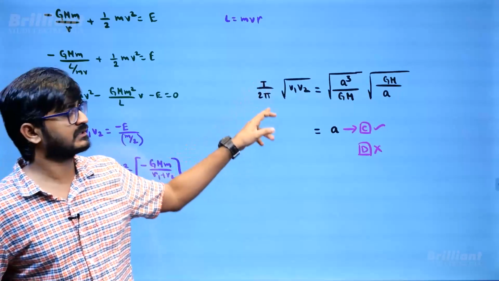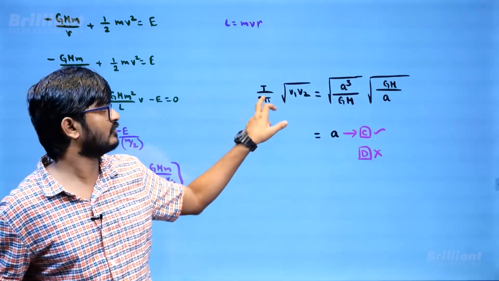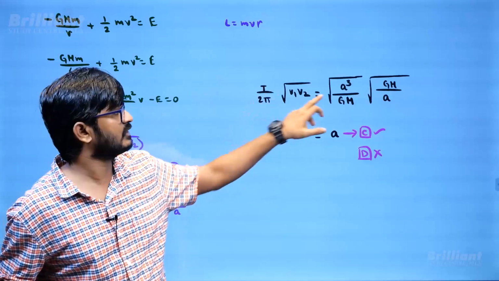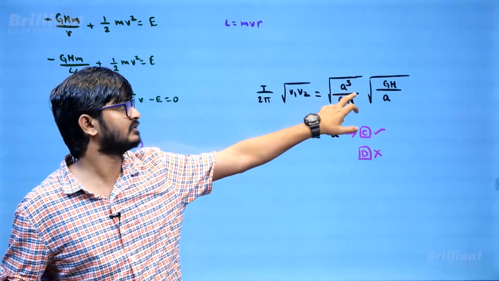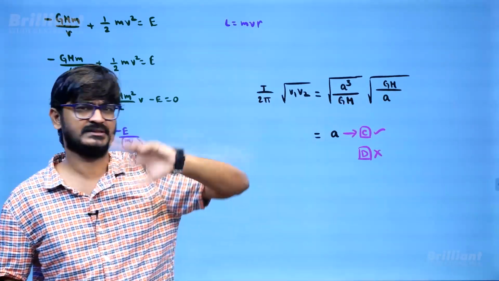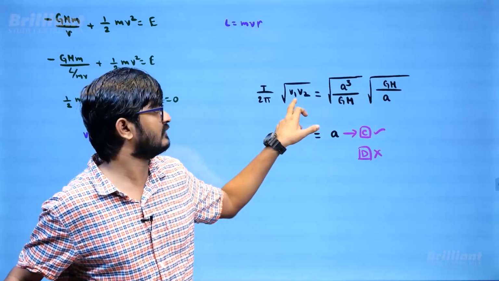So what they are asking to calculate is T by 2 pi. So T by 2 pi is going to be how much? Root of semi-major axis cubed by GM, right, which will be the same as the circle case. Now root of v1 v2 is this much.